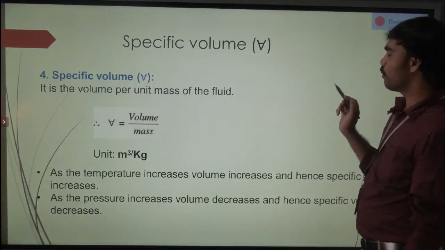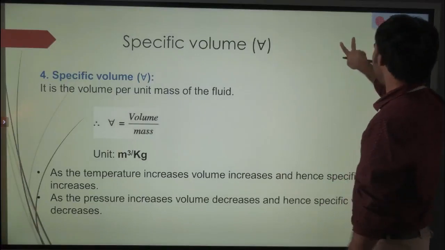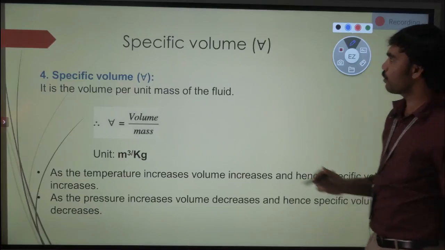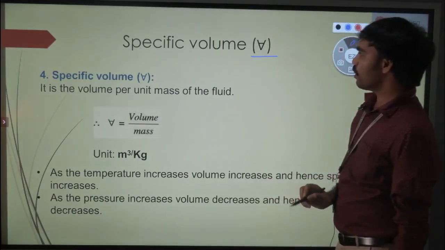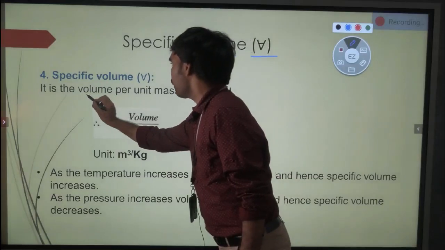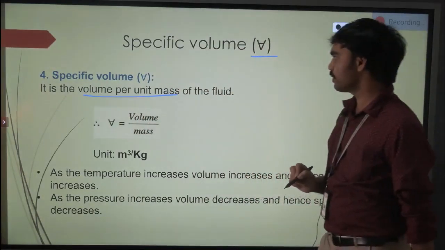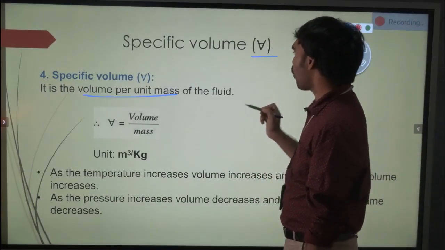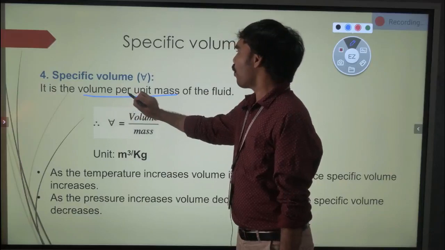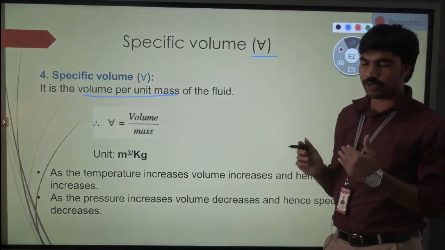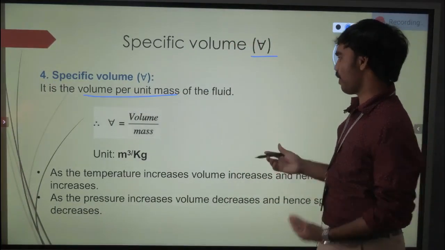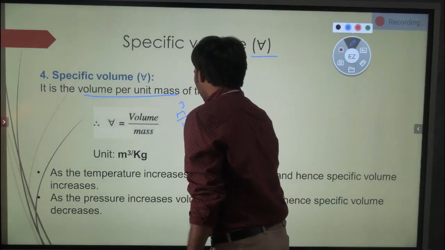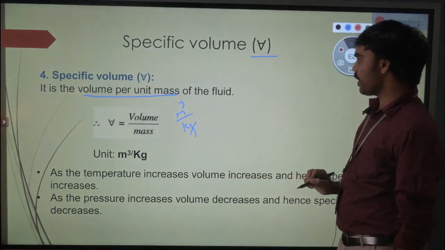The fourth property of the fluid is specific volume. The specific volume is the volume per unit mass. So for unit mass, how much volume is occupied by the fluid? So per unit mass, how much volume does it occupy? The units are volume in meter cube and mass in kg, so it is meter cube by kg.